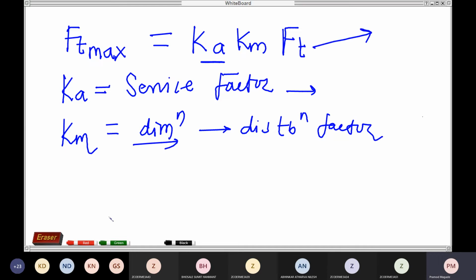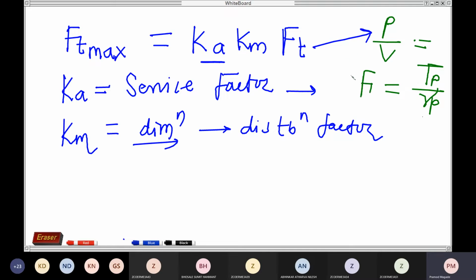Then Ft, the tangential load. Ft is nothing but the tangential load. Now we know tangential load is P by V. P is 2 pi NT by 60, V is pi DN by 60, and through that we have derived T by R. We have already done this in force analysis. If it is for the pinion, it is Tp by Rp; for the gear, it is Tg by Rg, and so on. When these three conditions are combined, we call it Ft max. So that will be the maximum tangential load.